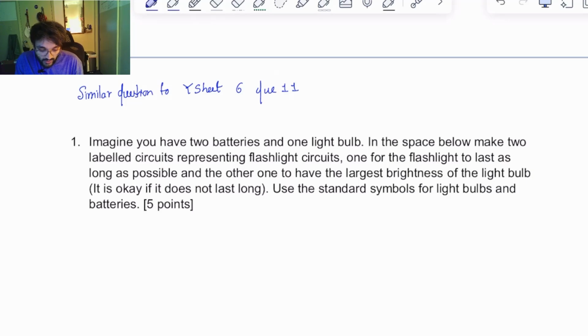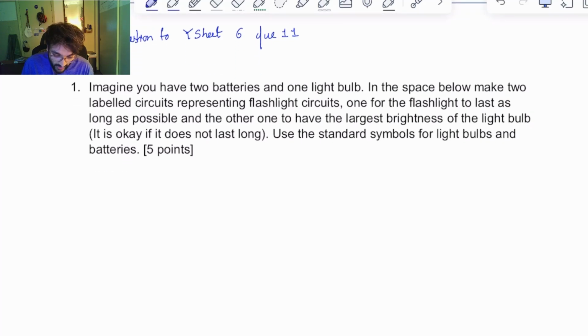In the space below, make two labeled circuits representing flashlight circuits, one of the flashlights to last as long as possible and the other one to have the largest brightness of the light bulb. It is okay if it does not last long. Use the standard symbols for light bulbs and batteries. So this was worth 5 points.